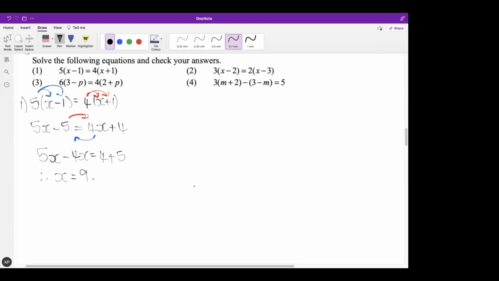Okay, 2 and 3 are very similar. So I'm going to skip us all the way to 4, which is more interesting. Okay, so this is 3 times m plus 2 minus 3 minus m equals 5. So we know we're going to distribute here with 3. What is happening with my second term here? What is happening with that term? What will I do with this negative that is outside my bracket?